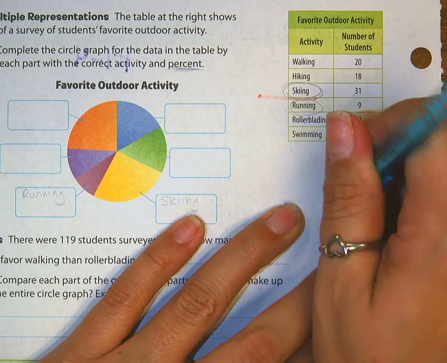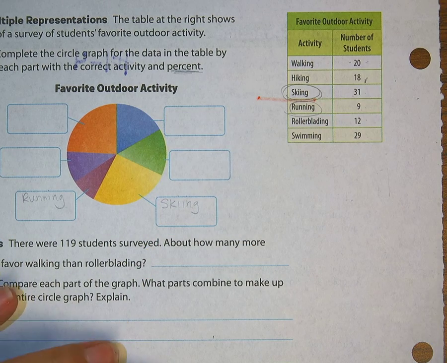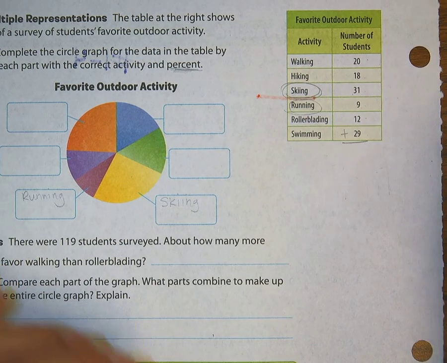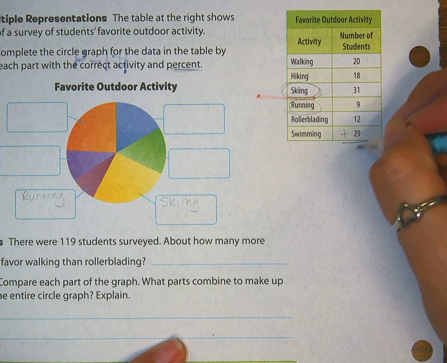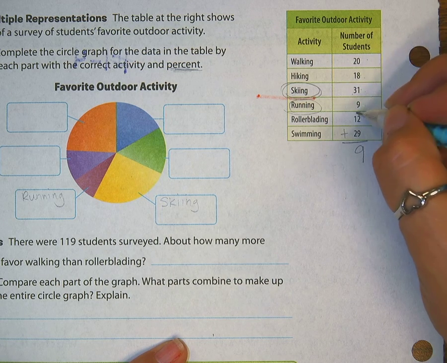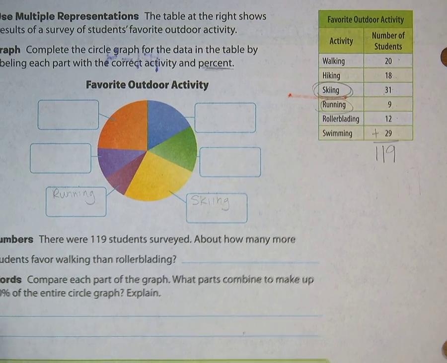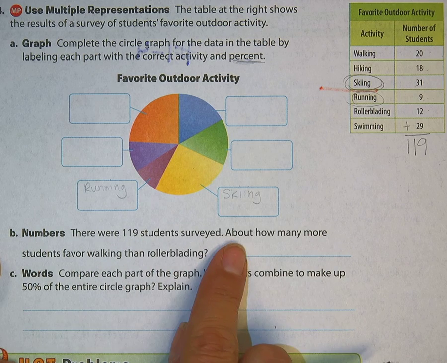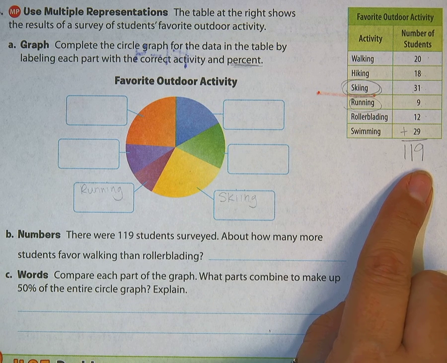First thing we need to do, anytime they're giving you a table of data, is figure out how many total people did they survey. How do I figure out the total? You add them all up. I'm going to give you a second, and I'm going to add myself. I added it and I got 119. And then if I had kept reading, I'd have noticed that on part B it says there were 119 students surveyed. Okay, so there we go. 119 is my total.